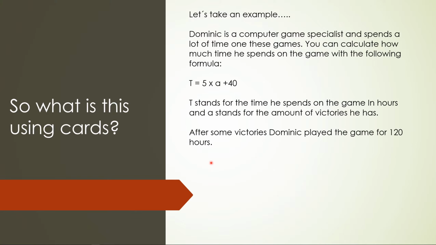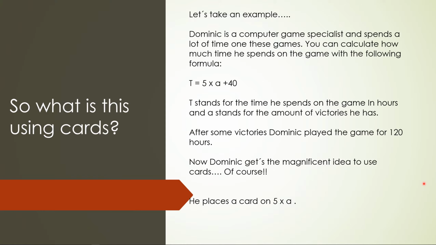After some victories, Dominic played the game for 120 hours. So we know T is 120. Now Dominic gets the magnificent idea to use cards. He places a card on 5 times A. Now T equals 4.